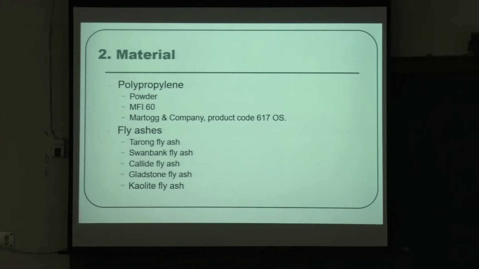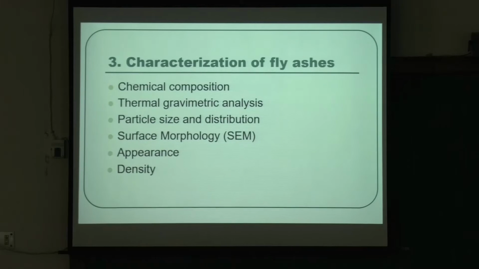And it was obtained from this company, Martog and Company, and their product code is 617OH. And the fly ash, there are so many types of fly ash, particularly supplied by this company, Cementos Lab Brisbane.